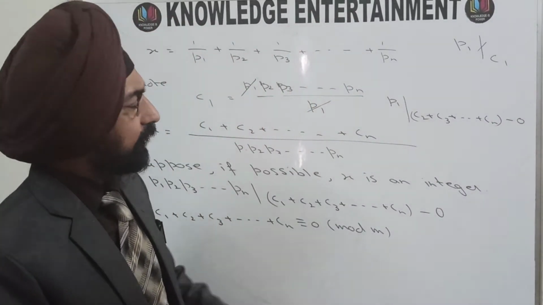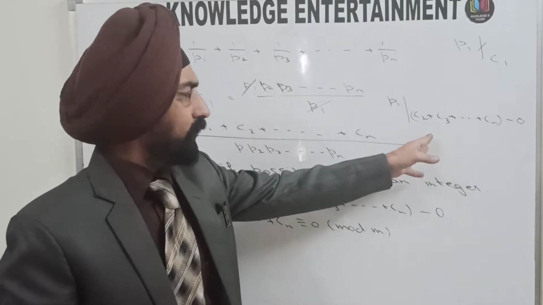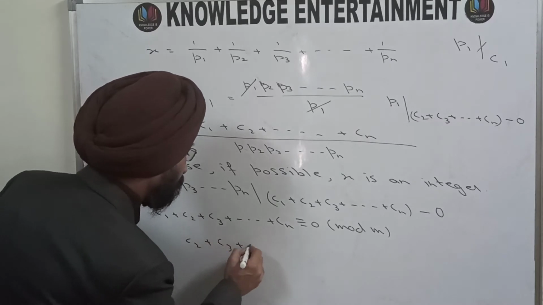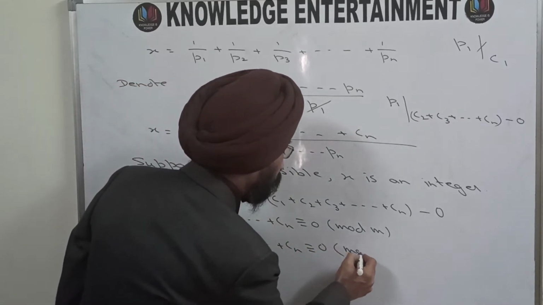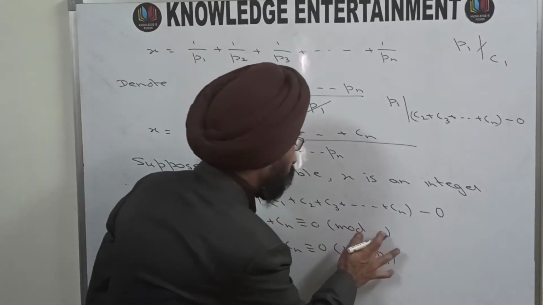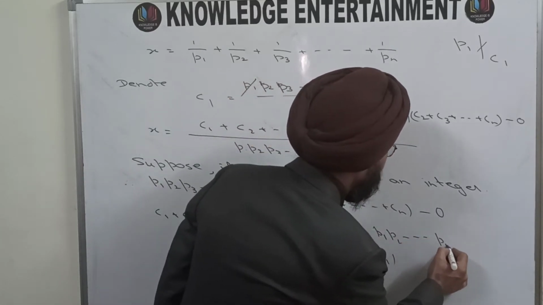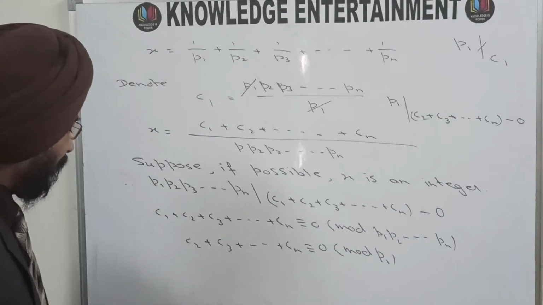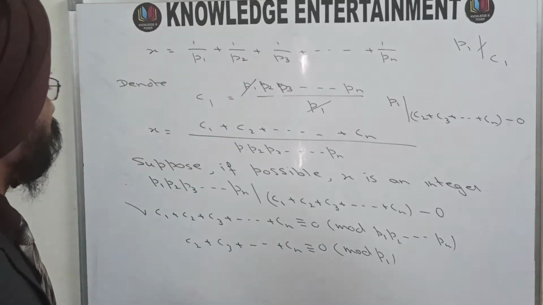And once again, if you write this in modulo form, congruence form, what will you get? C2 plus C3 plus and so on Cn is congruent to 0 modulo P1. And here it was modulo this quantity P1, P2 and so on Pn. Look at this equation. What is happening?